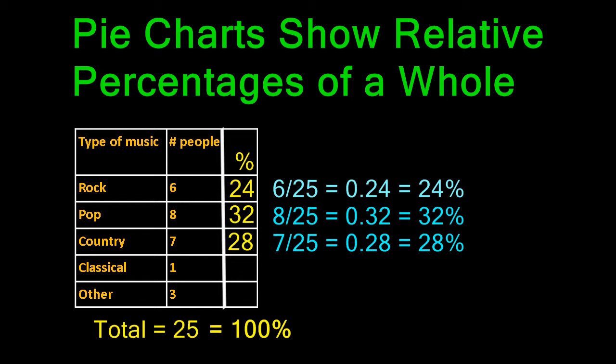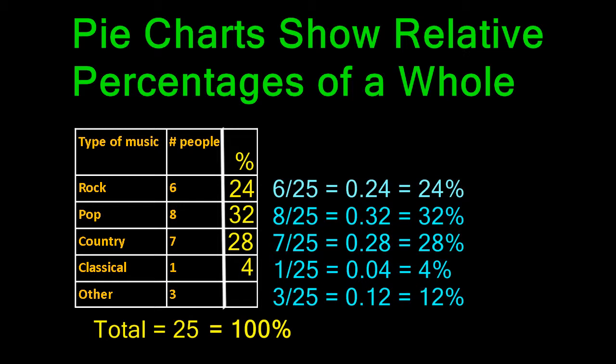Only 1 individual prefers classical music. 1 divided by 25 equals 0.04, or 4%. 3 people classified themselves as liking some other genre of music. So we'll take 3 divided by 25. That gives us 0.12, or 12%. Notice that if we add up all of these percentages together, we get 100%.